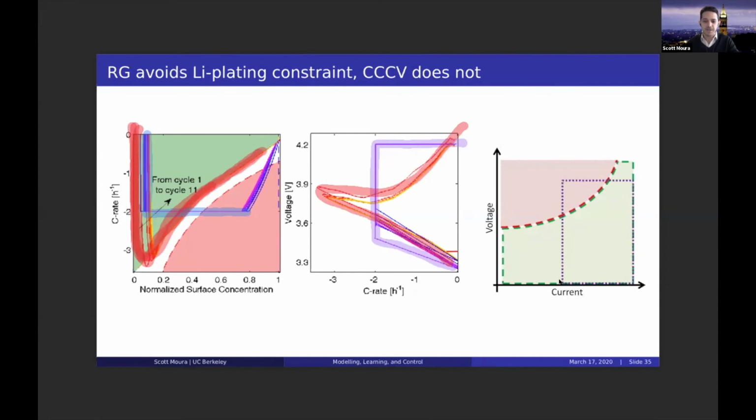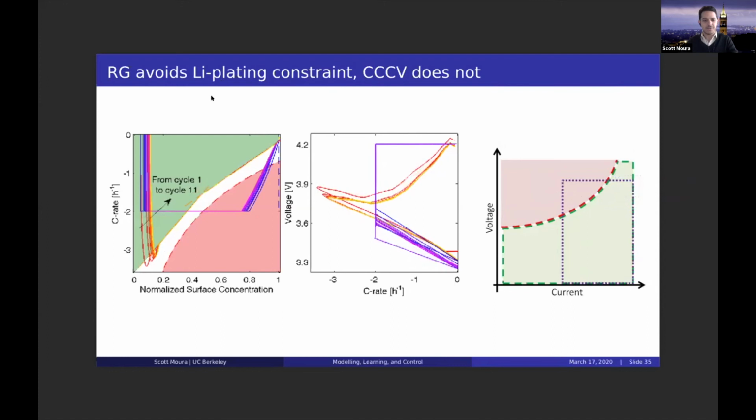And here's another picture just to show the purple box shows the constraints with CCCV. And you can see here that with CCCV, at some point you can actually venture into this unsafe portion. And by unsafe, I actually mean you enter into a region where lithium plating will occur quite quickly.